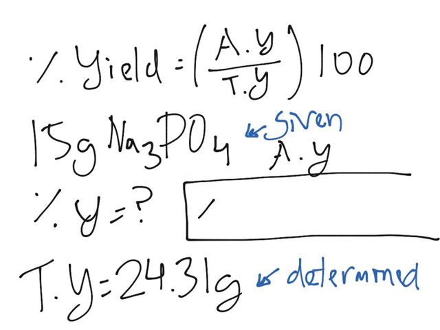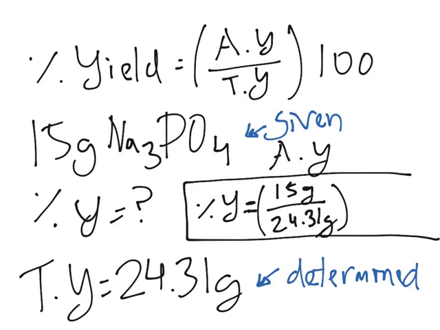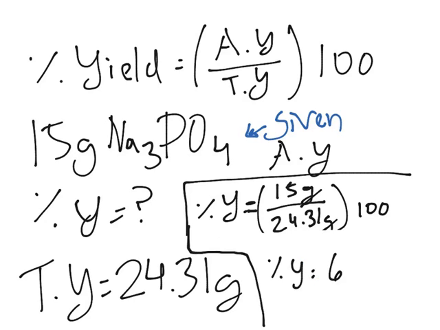So the percent yield would be equal to, as you may notice, the actual yield is smaller than the theoretical yield, so we're fine with that part. The actual yield is 15 grams, and the theoretical yield is 24.31 grams. This means that the grams will cancel, and this will multiply by 100. So we're going to get 61.7%. This is our answer for our percent yield.